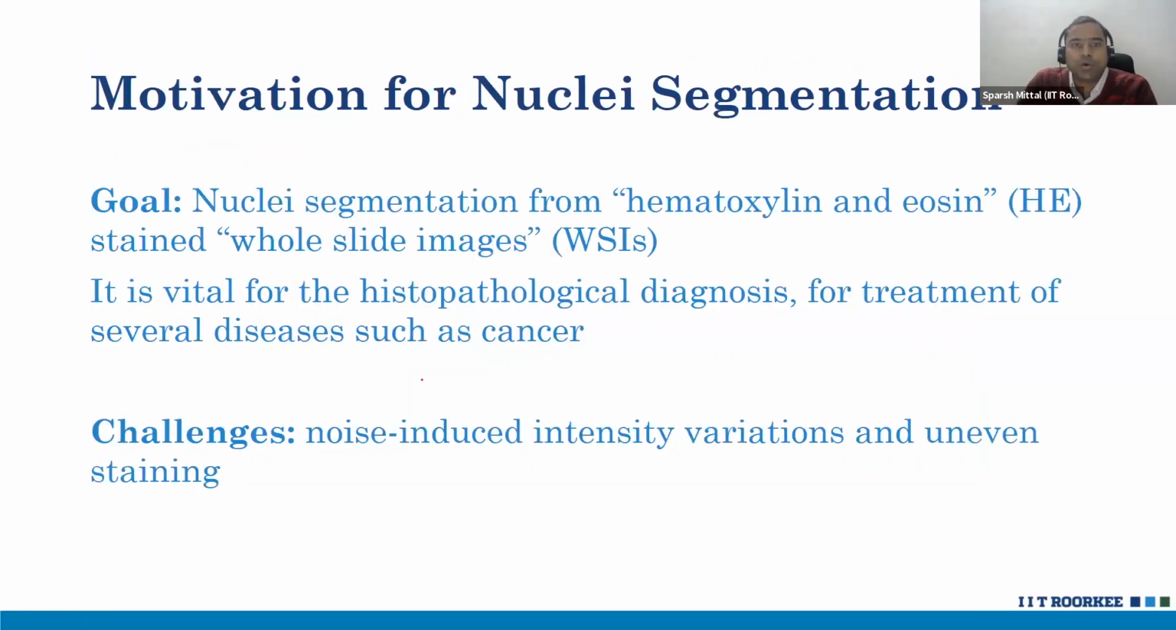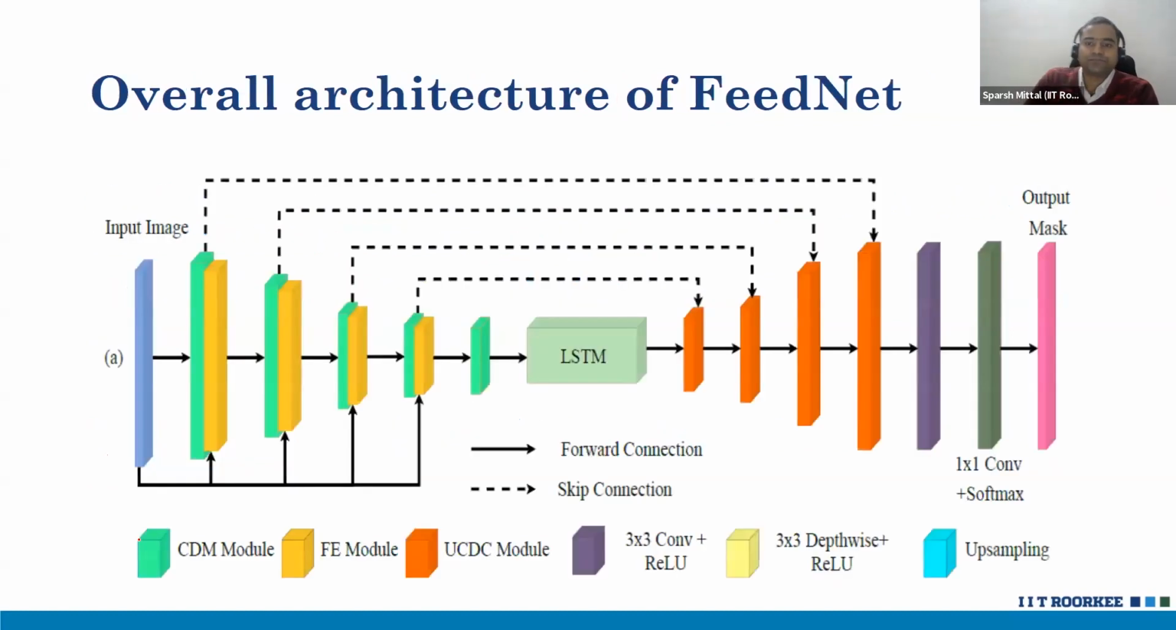So here our goal is to do nuclei segmentation from HE stained whole slide images. This nuclei segmentation is very vital for histopathological diagnosis, for diagnosing several diseases. But in the real world, we know that there are noise-infused intensity variations and uneven staining. A different part of the image may not be stained uniformly. So we need specific techniques to be able to get good performance.